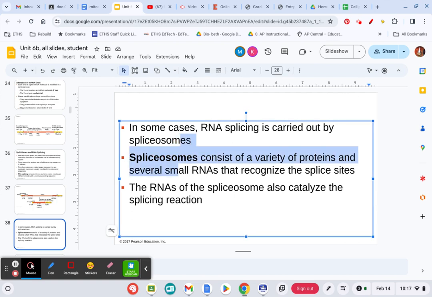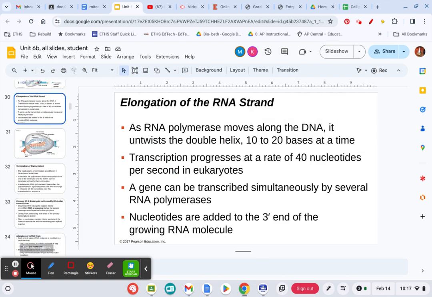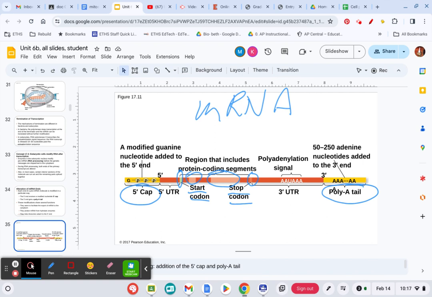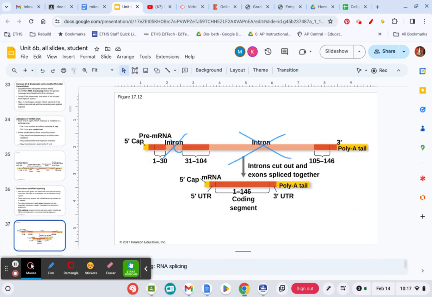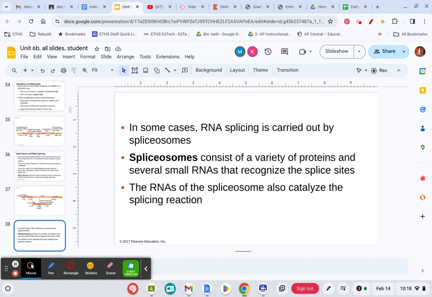Spliceosome, isn't that a fun word? Nope, that's not where I wanted to go. Oh boy, that really took me back. Why does it do that? I don't know. Doesn't really matter. All right.